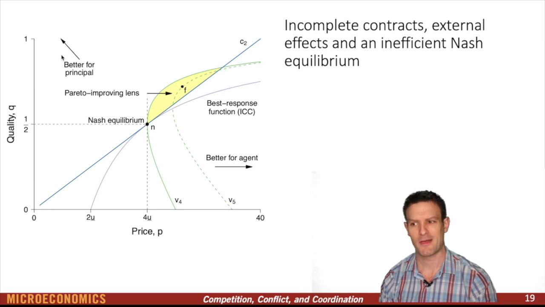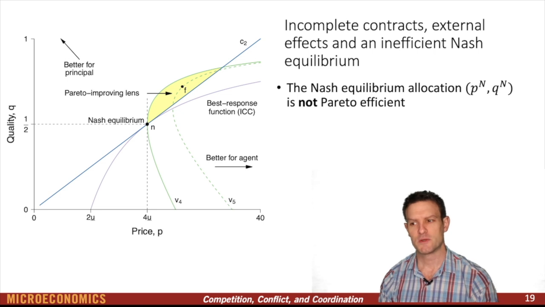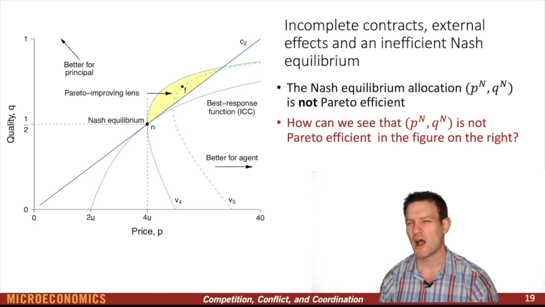Okay, so thinking about that, we're trying to think through whether the Nash equilibrium is Pareto inefficient and what alternatives there might be. We see that the Nash equilibrium allocation, PN QN, is not Pareto efficient. And we have to ask ourselves, how can we see that PN QN is not Pareto efficient? So I'm going to try to get you to answer that question for yourselves.